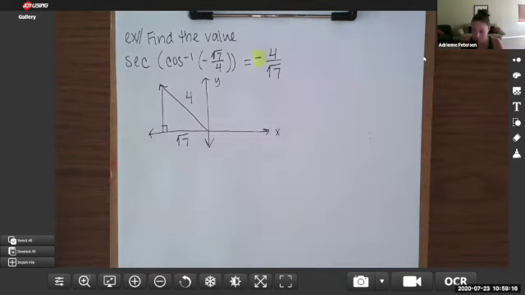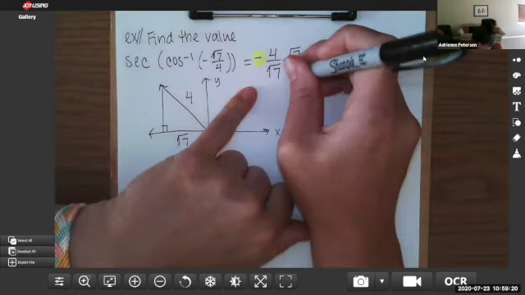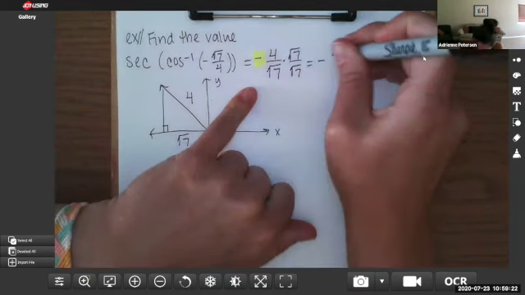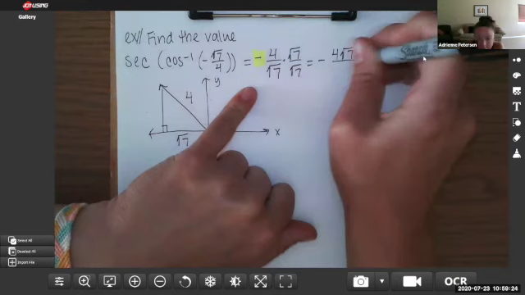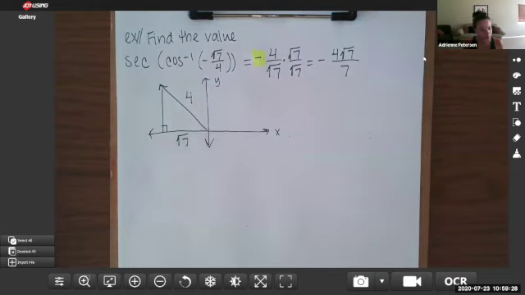Okay, so we still need to rationalize our denominator, so let's multiply by √7/7. So we have -4√7/7 for our final answer. Any questions on this? Okay, let's do some more.